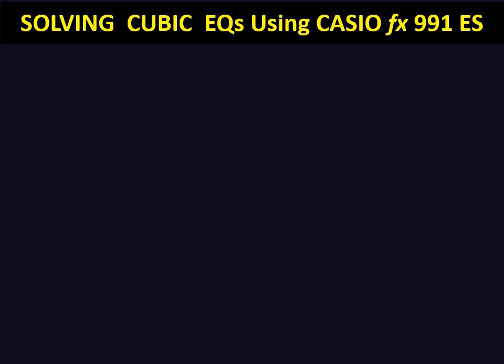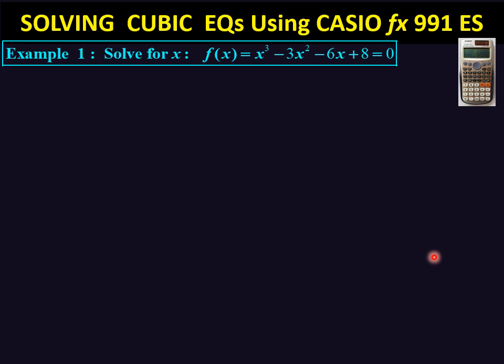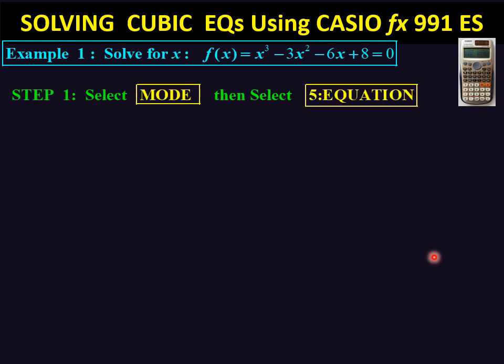Let's look at our first example using the Casio FX-82ZA. This is the Casio FX-82ZA. Solve for x. f(x) is equal to x cubed minus 3x squared minus 6x plus 8 equal to 0. Okay. First of all, what's the most important thing? Remember, the calculator must be switched on.